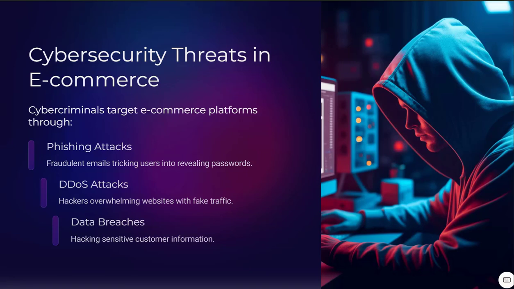Number 3 of the cybersecurity threats is data breaches. Data breaches involve hackers illegally accessing and stealing sensitive customer information like payment details and personal data. E-commerce businesses need robust cybersecurity measures to protect against these evolving threats and safeguard their platforms and customer data.